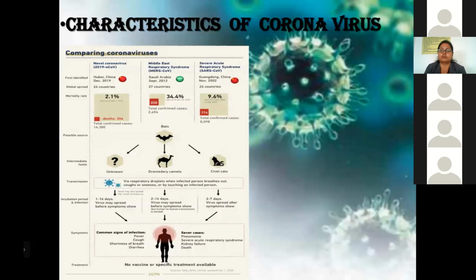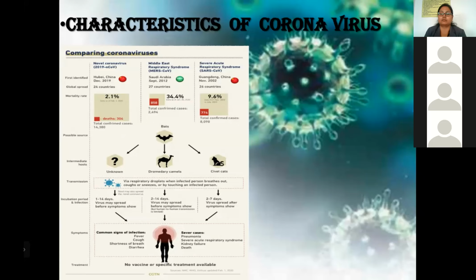Characteristics of coronavirus. Coronavirus disease 2019 is a newly emerging infectious disease currently spreading across the world. It is caused by the novel coronavirus, severe acute respiratory syndrome coronavirus 2, SARS-CoV-2. The spike S protein of SARS-CoV-2, which plays a key role in receptor recognition and cell membrane fusion process, is composed of two subunits, S1 and S2.